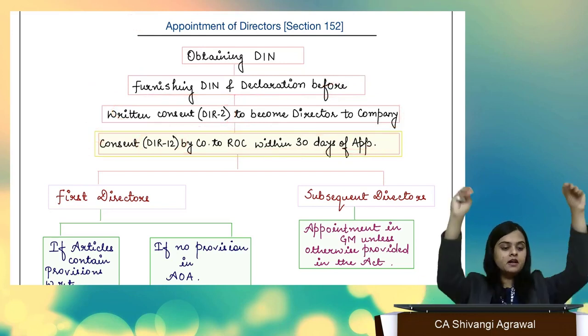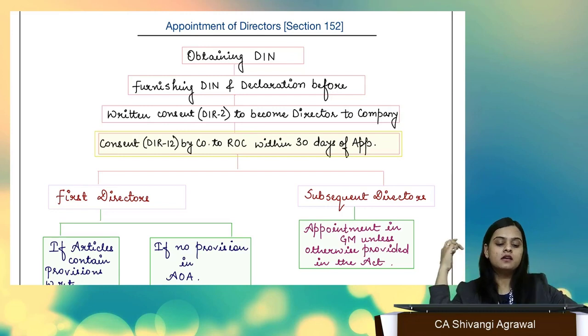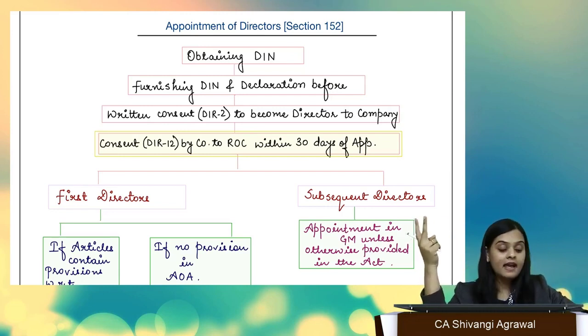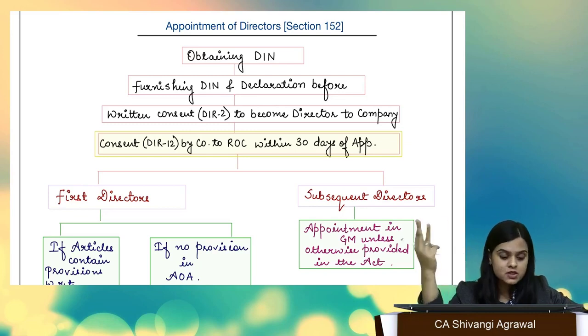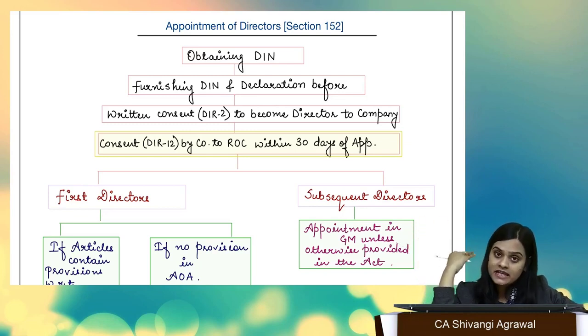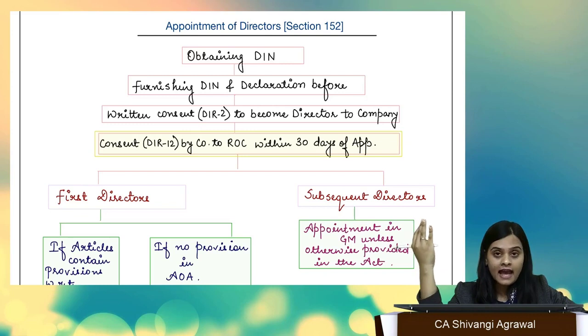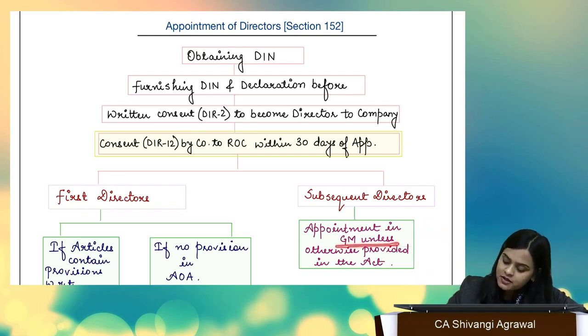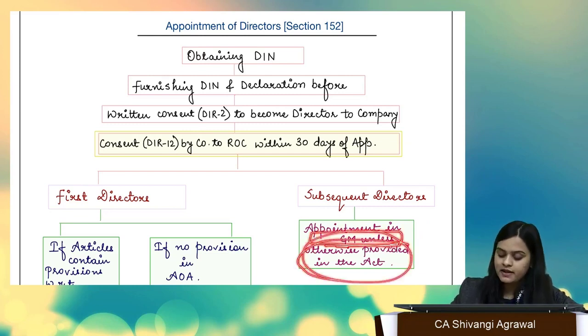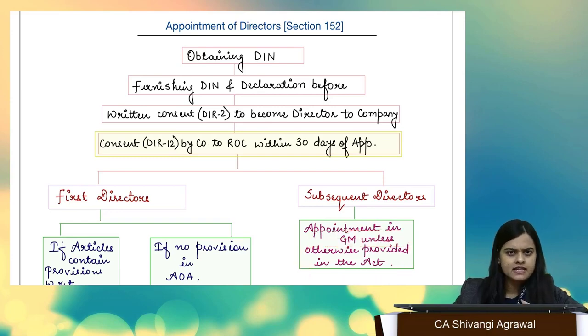Okay, fine, ma'am. So anyone who is an individual, anyone who has DIN, anyone who is not disqualified, anyone who gives the consent can be appointed as the director in general meeting by the shareholders unless otherwise provided in the Act. So something else can also be provided in the Act. In that case, that will apply, but otherwise this is going to be the appointment.